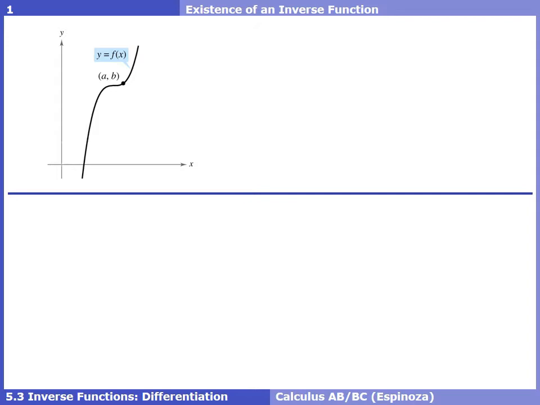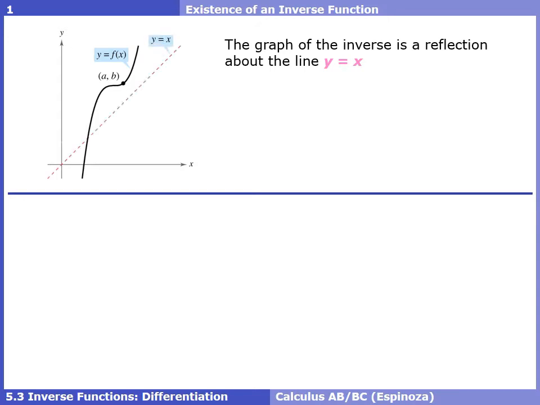So let's suppose we have a function f graphed here, and I'm indicating that there's a point on this graph, a comma b. If we wanted to graph the inverse of this function, you're going to have to recall that an inverse graph is a reflection about the line y equals x. So if you graph the line y equals x and reflect your graph about that line, that would give you what the inverse graph would look like.